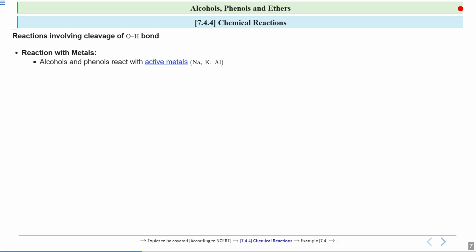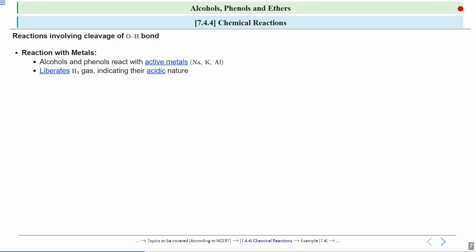So the first reaction that we are going to study is the reaction with metals. Now, your alcohols and phenols react with active metals, metals like sodium, potassium or aluminium. So we will see how these alcohols and phenols react with these active metals. You all must have studied this in your 9th and 10th standard, that whenever an acid reacts with a metal, they form a salt and hydrogen gas is liberated. This is a very basic reaction we studied.